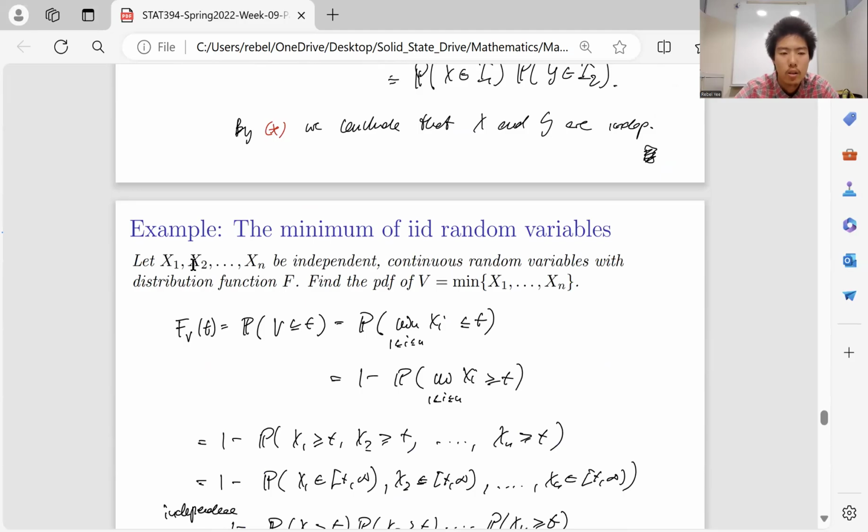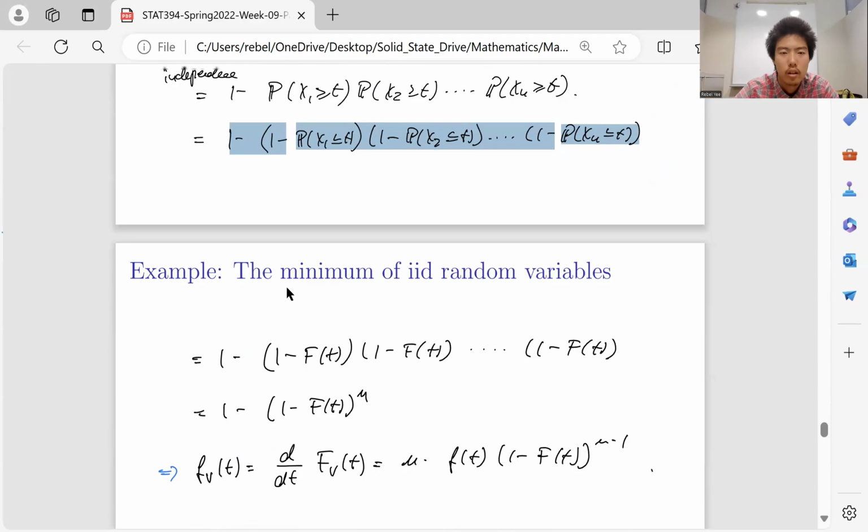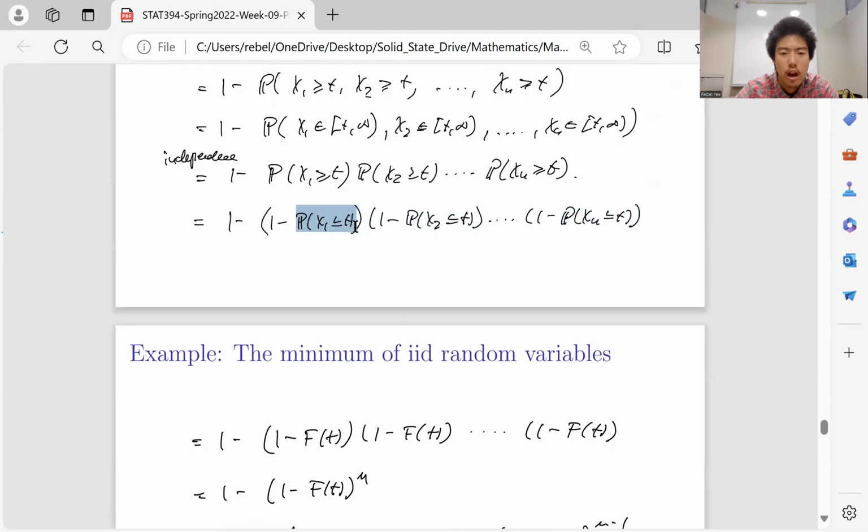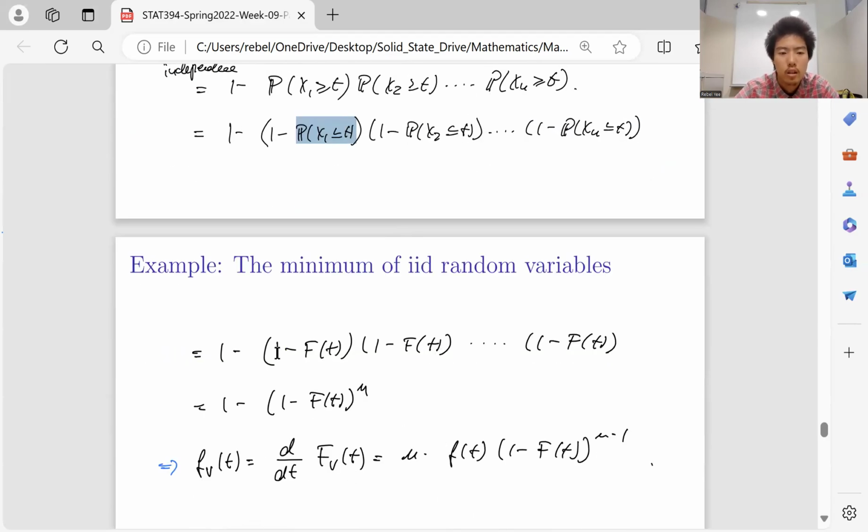So for all of the X1, X2 to Xn, this value is F(t). So there are n copies of F(t) together, so it's 1 minus F(t) to the power of n. And don't forget to add the 1 minus at the beginning. So that's the CDF of it.